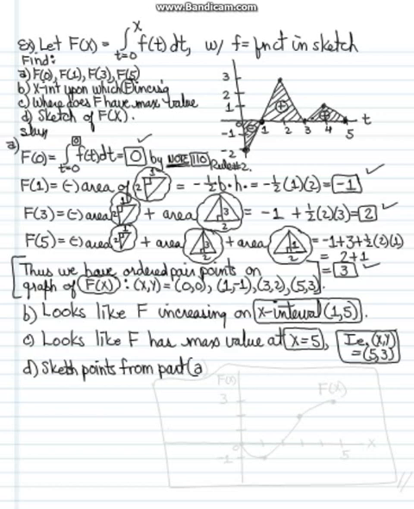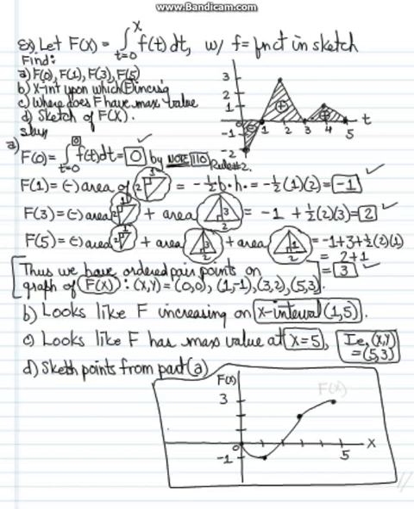And part D, we're going to sketch the points that we derived in part A. Well, we have a point at (0, 0), (1, -1), (3, 2), and (5, 3). I'm not going for perfect accuracy, but I'm just going to go ahead and plot these points and connect them together in some kind of a smooth curve. And then we're going to look at it for a moment. I'm going to freeze this and we're going to think about it.